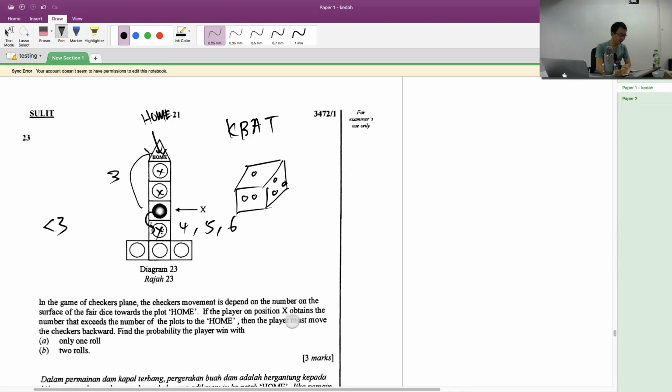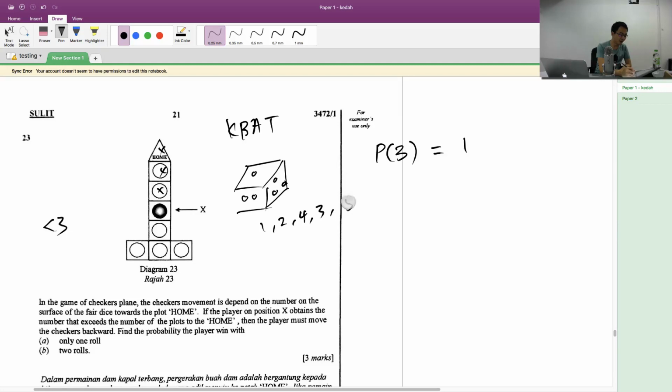Find the probability that the player wins with only 1 roll. So that means in order to win with only 1 roll, I must get 3. Of course this one is very simple. You know 3 is just one of the numbers out of 1, 2, 3, 4, 5, 6, isn't it? 3 is just one number out of 6. This one is the answer. Alright, then B.